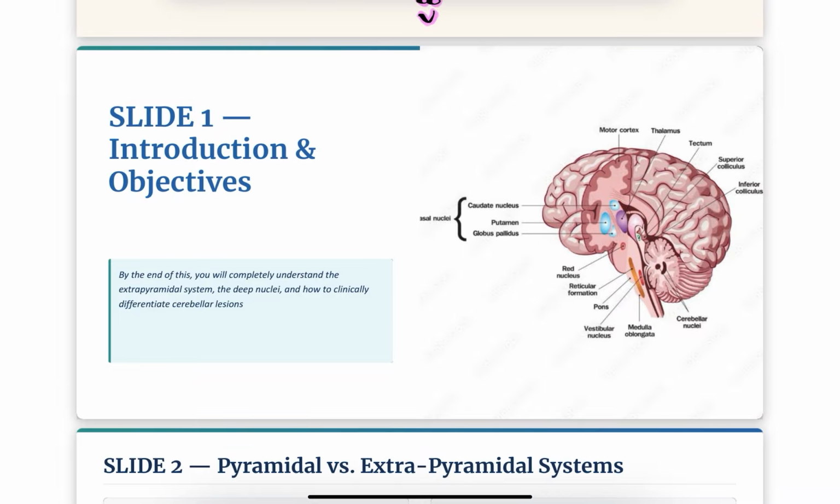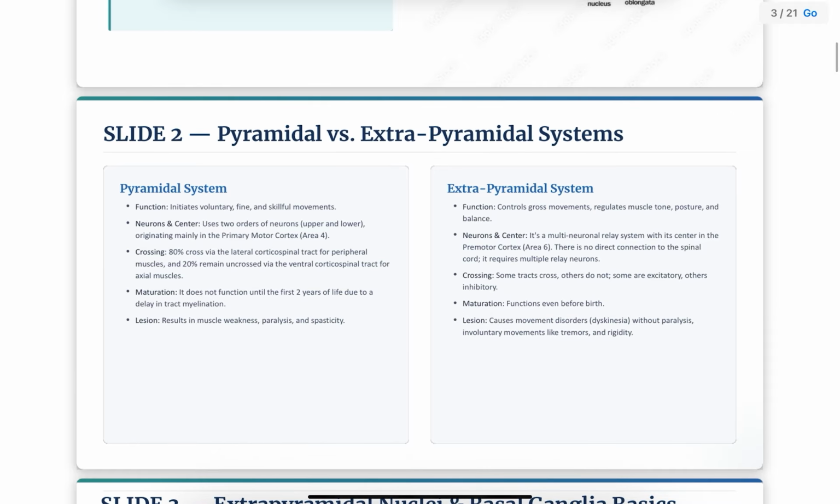So we'll start first with comparing the pyramidal and the extrapyramidal systems, and then we're going to move to the basal ganglia, the anatomy, the pathway, the clinical disorder, and then we will look at the cerebellum and its clinical manifestations. So before we start with the basal ganglia, we're going to start again with the pyramidal and the extrapyramidal system. So first, the pyramidal system is mainly responsible for the voluntary and the skillful movement.